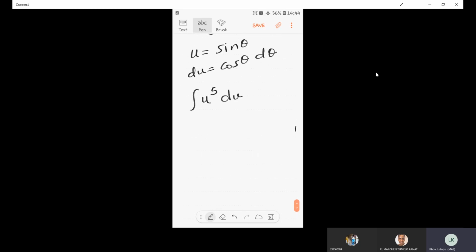Okay, then I integrate this. This is u to the power of 6 over 6 plus c. Then u is sine theta, so I have sine to the power of 6 of theta over 6 plus c.